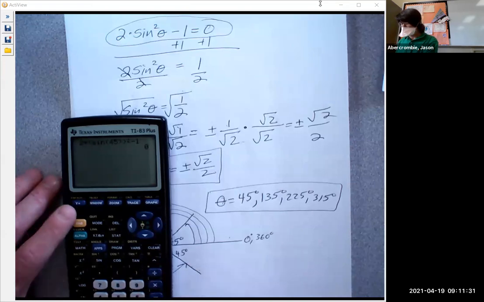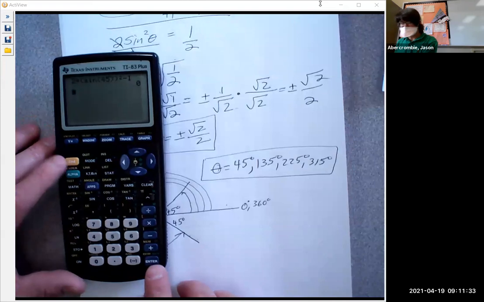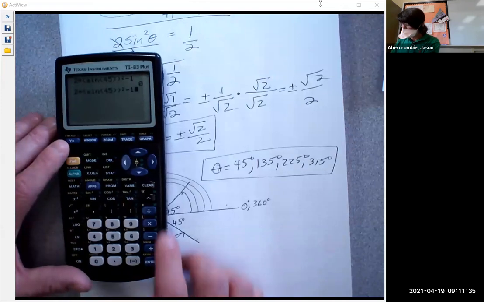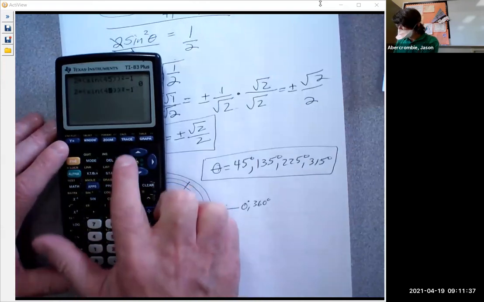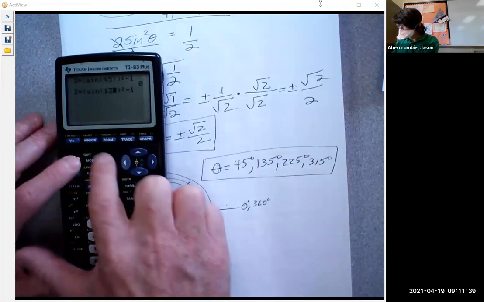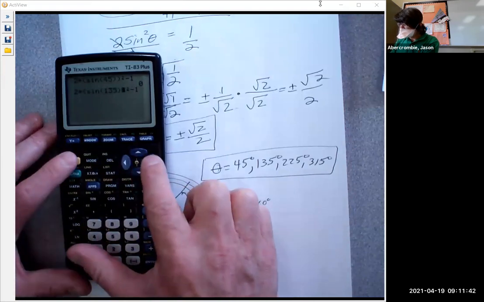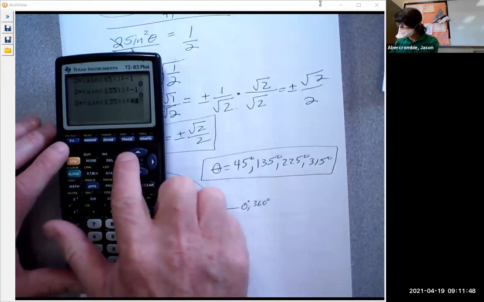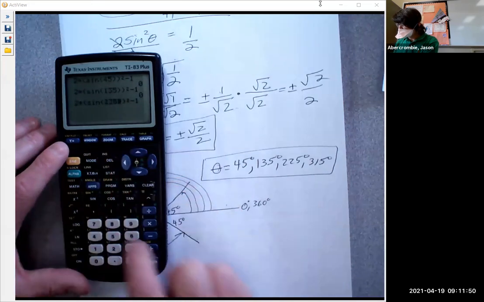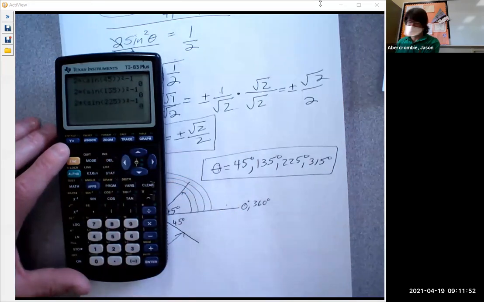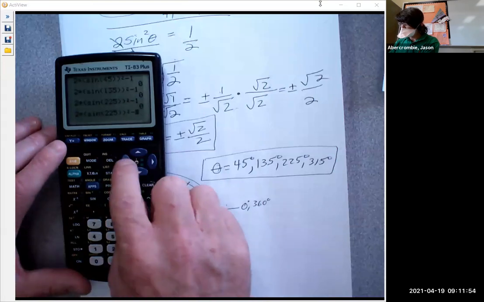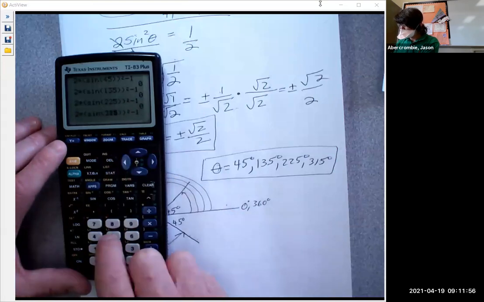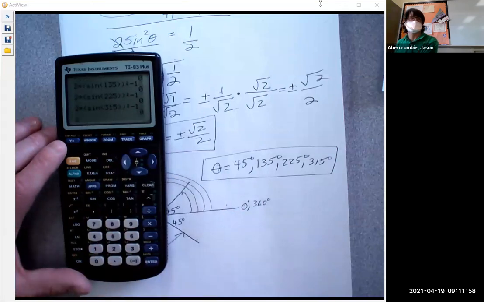If you push second enter right here, second enter, it brings up what you just typed. So I can go in and type in 135, inserting a 5 there. See if that one works. Yep, that one works. Second enter again, 225 this time. That one works. And then second enter one last time, 315. That one works also. So all 4 of those are our answers, so we checked them.